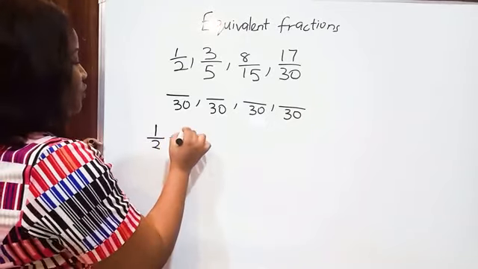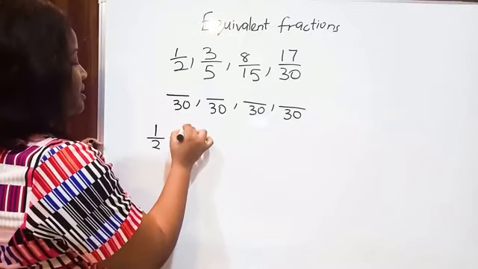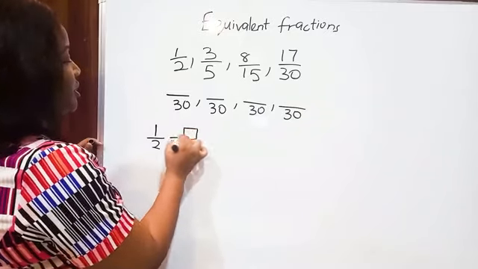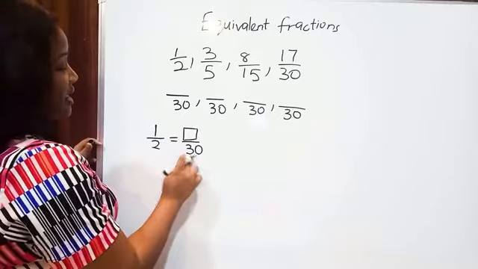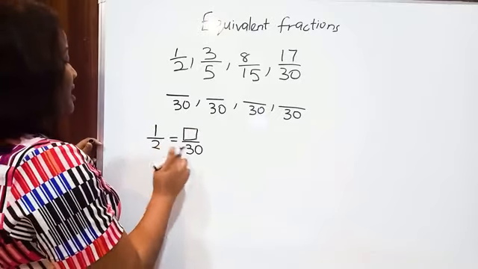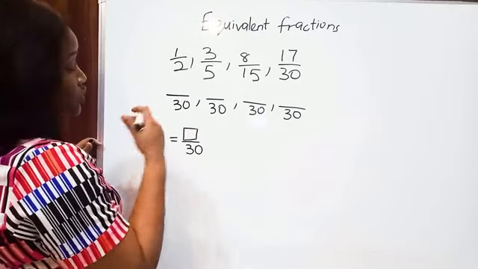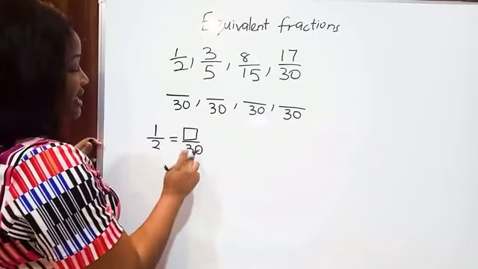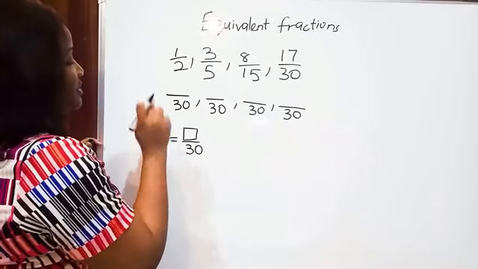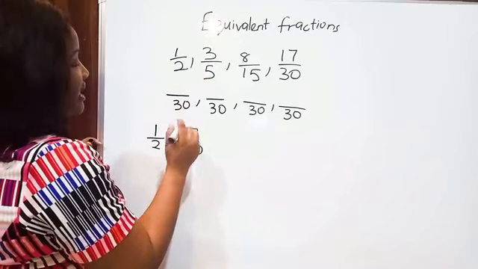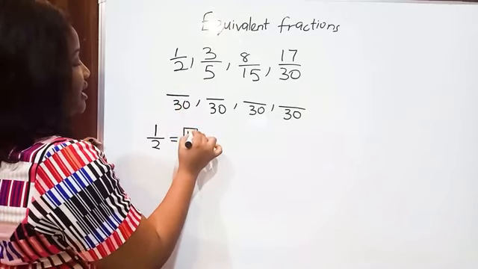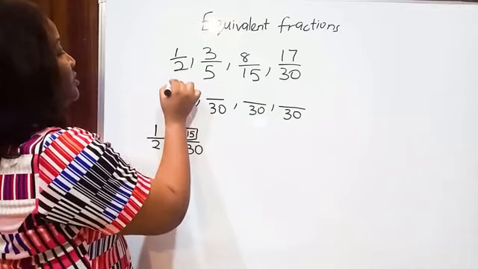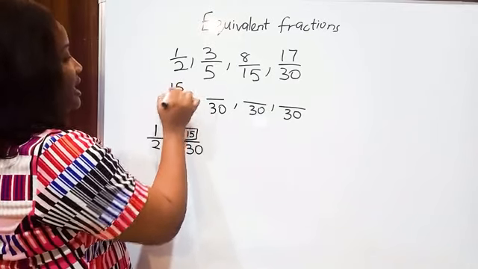So you ask yourself, what is the relationship between 2 and 30? We know that 30 divided by 2 is 15. So that means 2 times 15 is 30. So we now have 1 times 15 is 15. So it means we have 15 here.